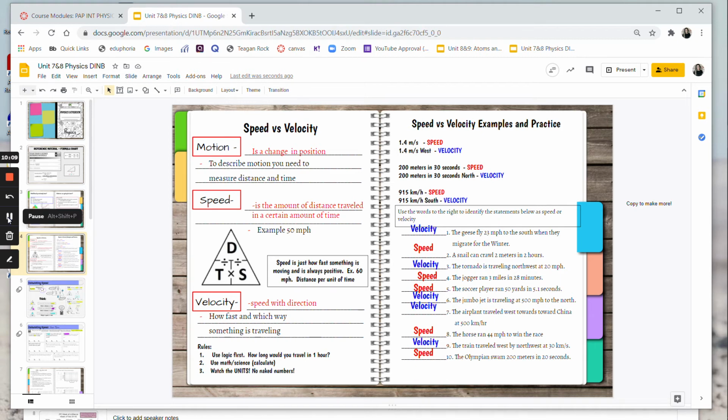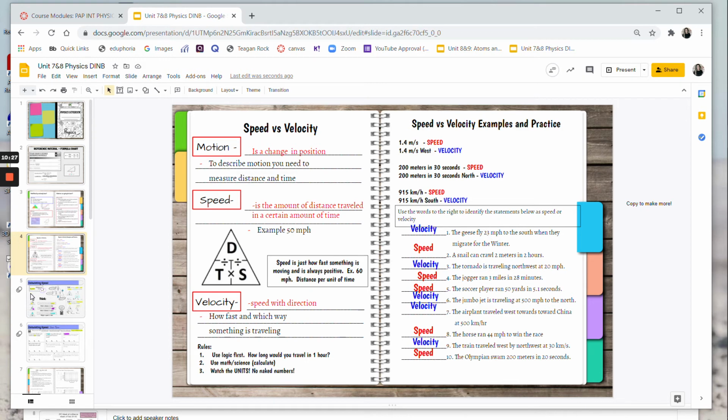One that might have been confusing was the airplane. It says airplane traveled west towards China at 500 kilometers per hour. Even if it said airplane traveled 500 kilometers towards China, that's still giving you the direction that it would be going.